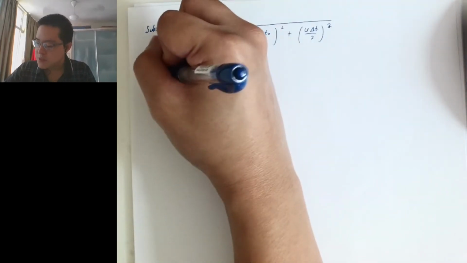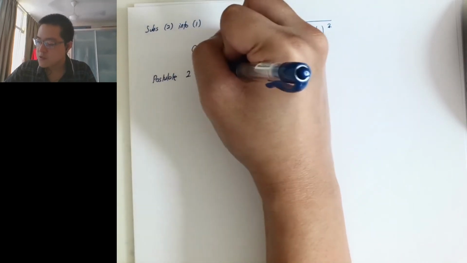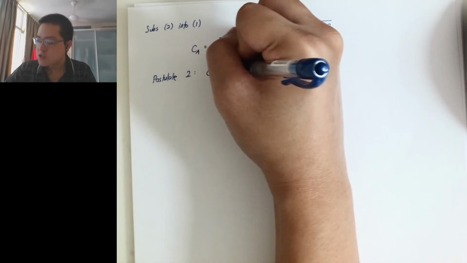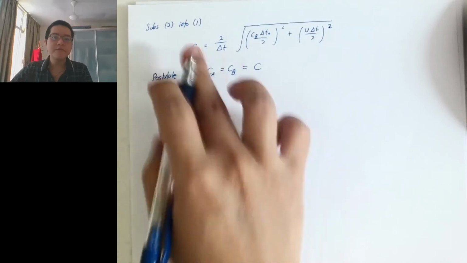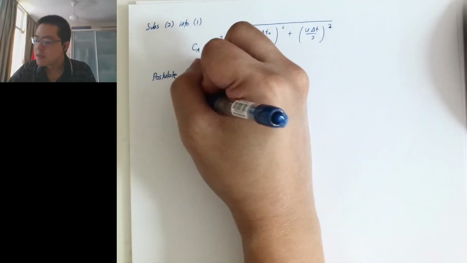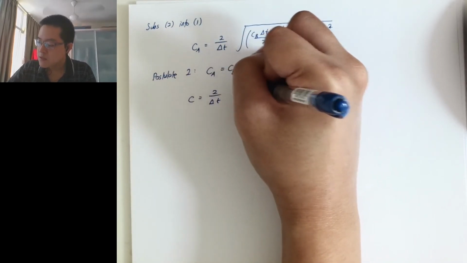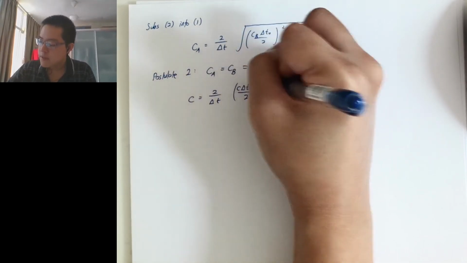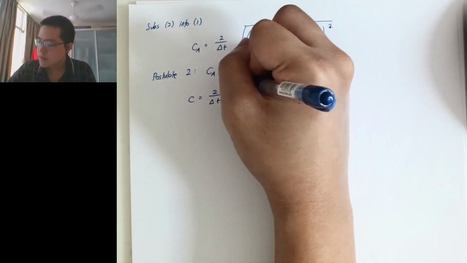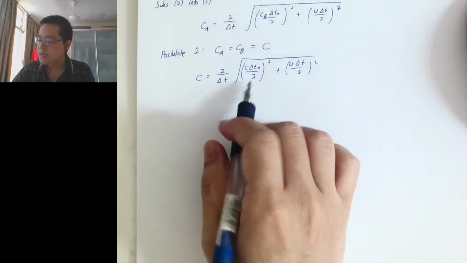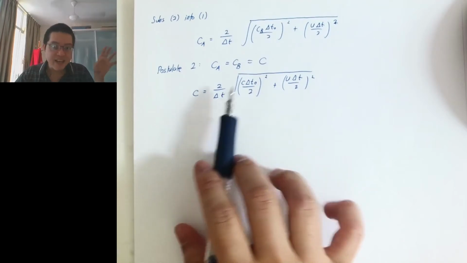So let's use postulate 2 now. According to postulate 2, the speed of light measured by Alice should be the speed of light measured by Bob. So I'm just going to call everything c. All the speed of light should be just c. So c is just 2 over delta t times the square root of (c delta t0 over 2) squared plus (u delta t over 2) squared. So everything is c now, and I want to find a relation between delta t and delta t0.